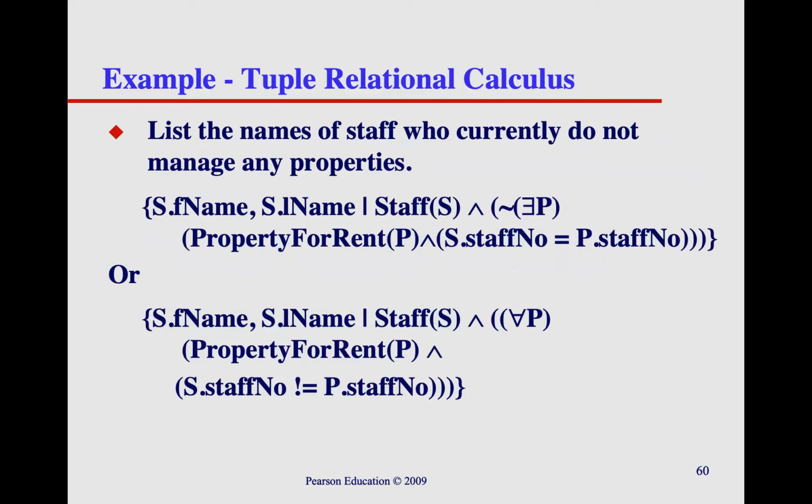Okay, so here's one where we want to list all staff who do not manage any properties. That's probably not good. Maybe they're not being aggressive enough. We need to have a talk with them. So in this case, we want any staff member such that there does not exist a property for rent whose staff number matches that staff number. And notice I can also write it as a for all. I could say staff S, and for all properties P, the staff number is not equal to the property staff number. Either way is fine.